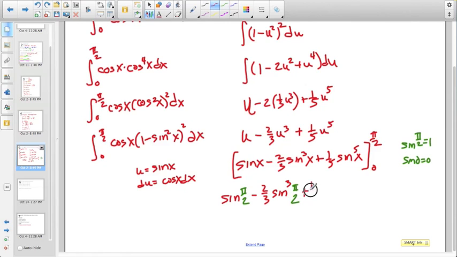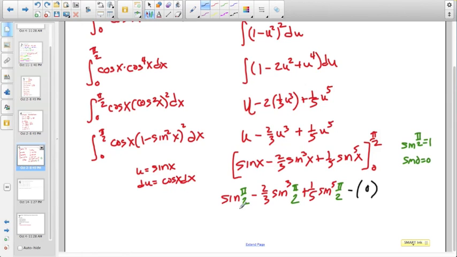And then plus 1/5 sine to the 5th of pi over 2. And then we have to subtract the value when we plug in 0. And we know that sine of 0 is 0, we know that sine cubed is 0, we know that sine to the 5th is 0, so I'm just going to plug in a 0 to represent that entire expression with 0 substituted in.